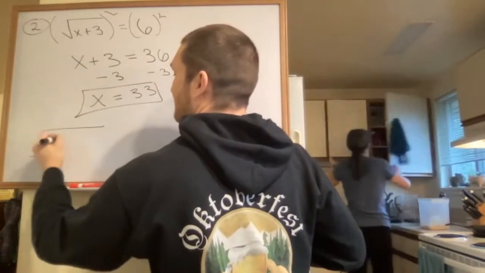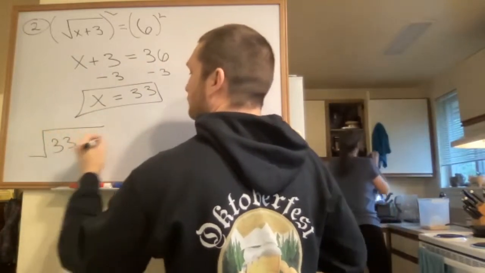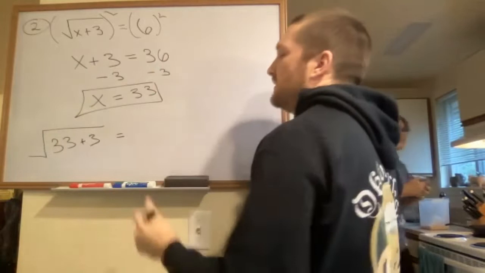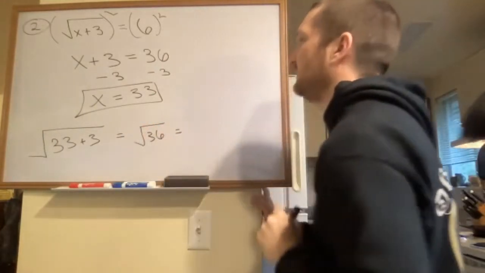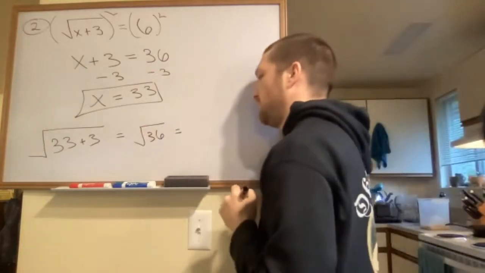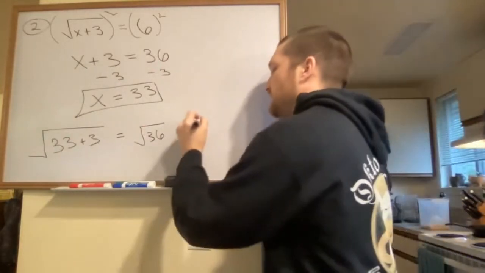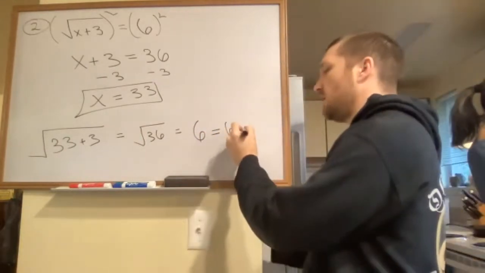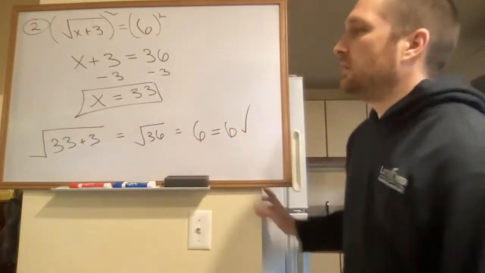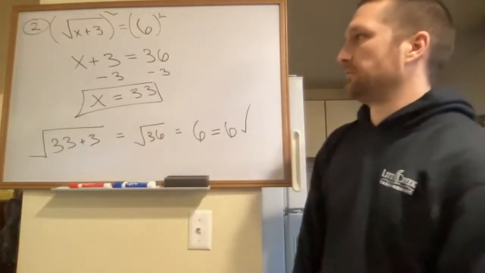And so the x is 33. 33 plus 3 is indeed 36. And what's the square root of 36? 6. And 6 does equal 6 last time I checked. So we are good to go. That will be your answer right there.